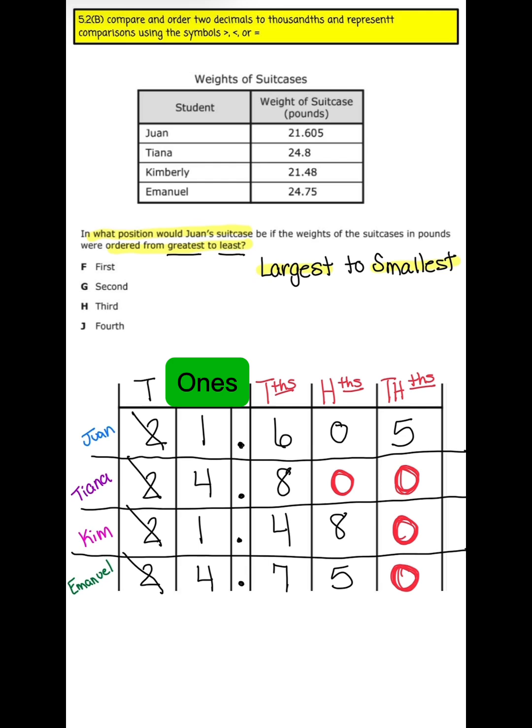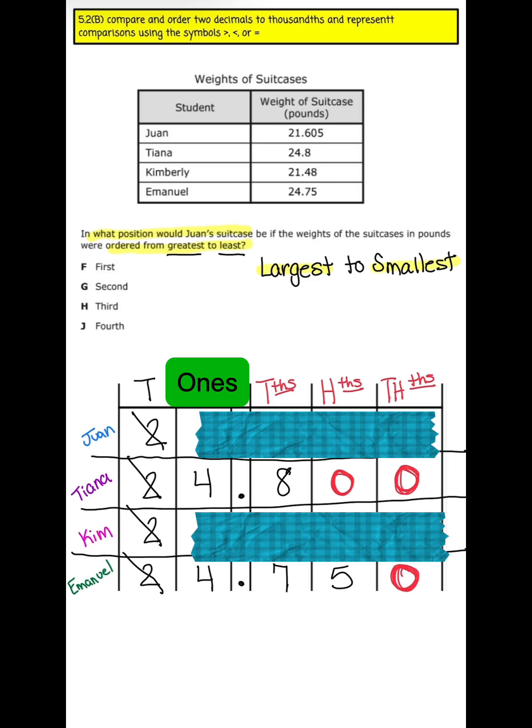In the ones place, we see that Juan and Kim both have equal values, and Tiana and Emmanuel have equal values. Since we are ordering numbers from greatest to least, this tells me that Tiana or Emmanuel will be in first or second place. This also tells me that my answer cannot be F or G because we know that first and second position will be filled by Tiana and Emmanuel. Since we're starting the comparison with Tiana and Emmanuel, I'm going to mark out Juan and Kim so that it's easier to focus on Tiana and Emmanuel.